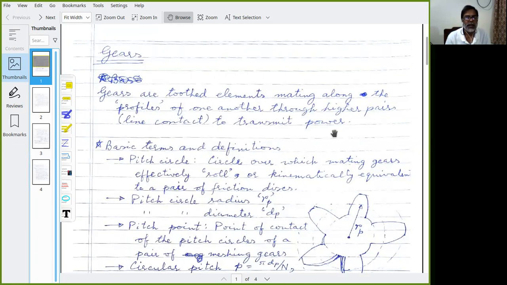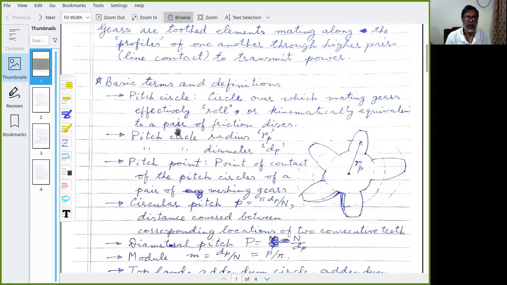Now, there are quite a few basic terms and definitions, terminology, in gears. Most important is the pitch circle and pitch radius. So, the circle over which the mating gears effectively roll. That is, if you replace the meshing gears by friction discs so that they touch each other and the motion transmission is equivalent to what the gears transmit to one another.